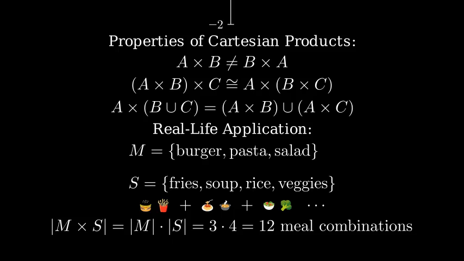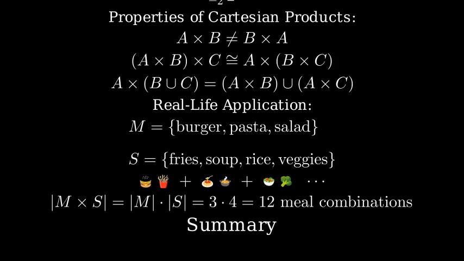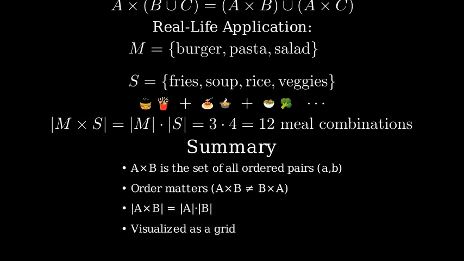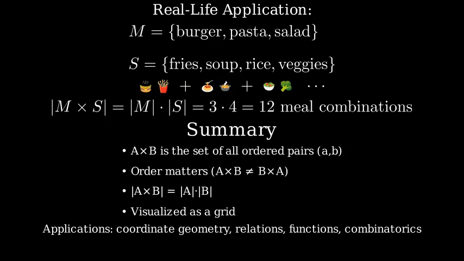Let's summarize what we've learned about Cartesian products. The Cartesian product A cross B is the set of all ordered pairs (a, b), where a is from set A and b is from set B. Order matters in Cartesian products, meaning A cross B is generally not equal to B cross A. The cardinality of A cross B equals the cardinality of A times the cardinality of B. Cartesian products can be visualized as grids, with one set forming the rows and the other forming the columns. Cartesian products are fundamental in many areas of mathematics, including coordinate geometry, relations, functions, and combinatorics.